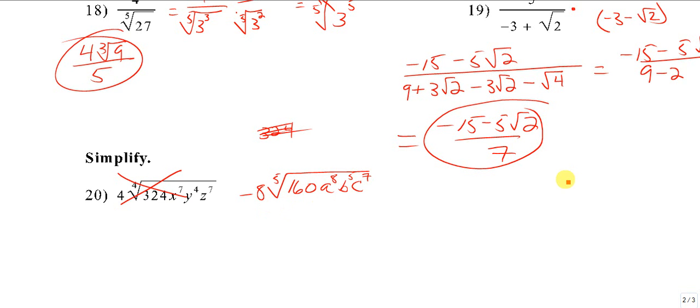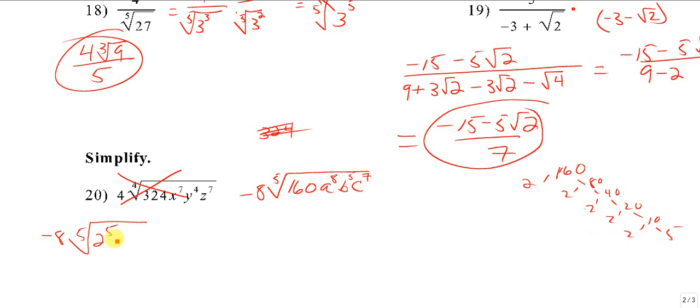So let's go ahead and do a factor tree on 160. So that's going to be 2, and I'm going to get 80 out of there. 2, 40, 2, 20, 2, 10, 2, 5. So what I'm going to have is a negative 8 times the fifth root of, I have 1, 2, 3, 4, 5 2's to the fifth. That will come out because there's 5 of them, and of course that 5 will stay under.